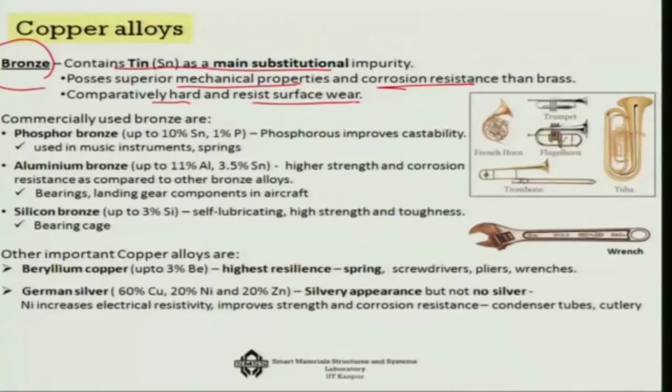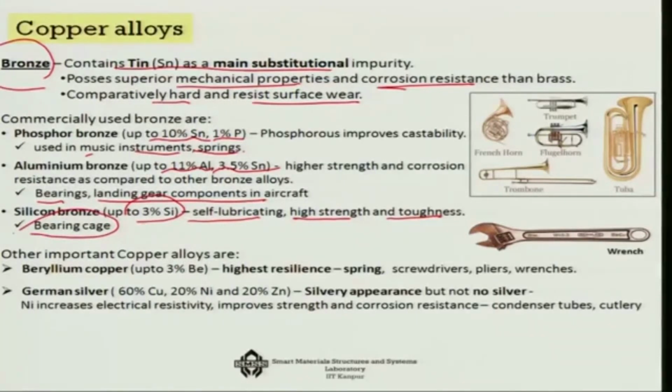For example, if you use the phosphor bronze, about 10% tin and 1% phosphorus, then it is used in music instruments and springs because it has a very good castability. If you go for aluminium bronze, about 11% aluminium and 4% tin, you get a high strength and corrosion resistance and is used in bearings, landing gear components, etc. If you go about 3% of silicon bronze, it is self lubricating, high strength and toughness, and hence it is generally used for bearing cages.